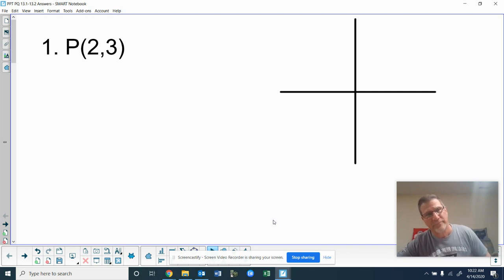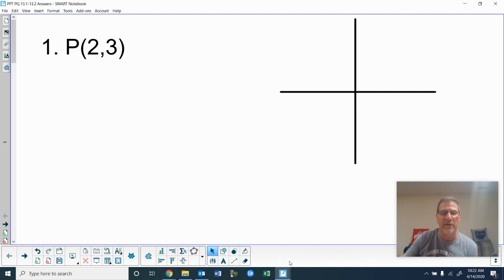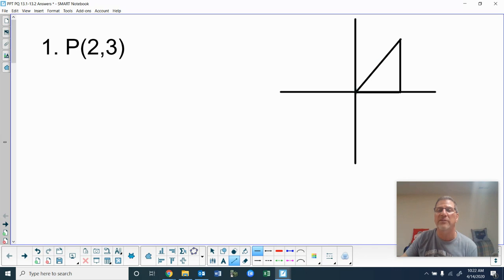Number one, we want to find the 6 trig ratios that correspond to this point (2, 3). So we have to draw a right triangle from the point (2, 3). So what we do is draw our triangle first. Our x value side is going to be 2 units, and then our y value side will be 3 units. And then from that point, we'll draw a line back to the origin to get our right triangle.